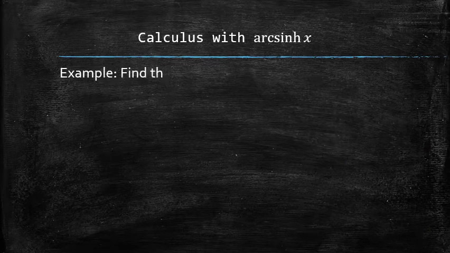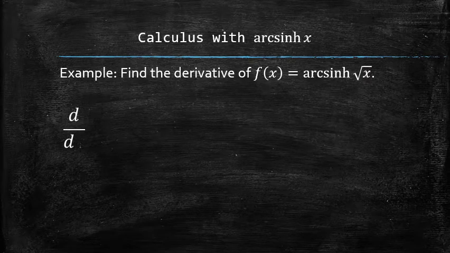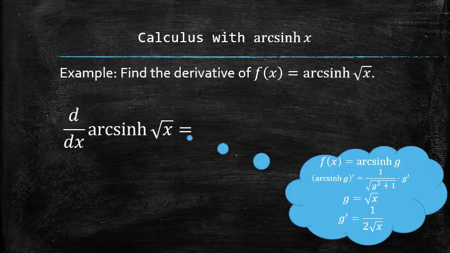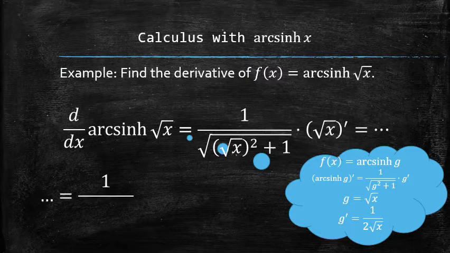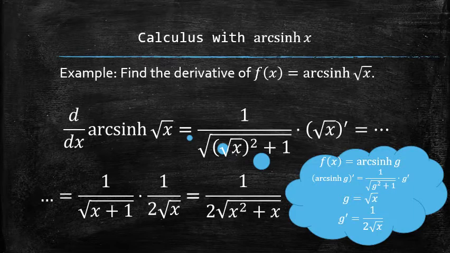Let's, for example, find the derivative of the following function. We start the process by recognizing that we have to find the derivative of a composition of the hyperbolic arcsine function applied to the square root function, which is equal to the following expression, in which we know how to find all the components. We get the final answer after plugging everything in and simplifying.